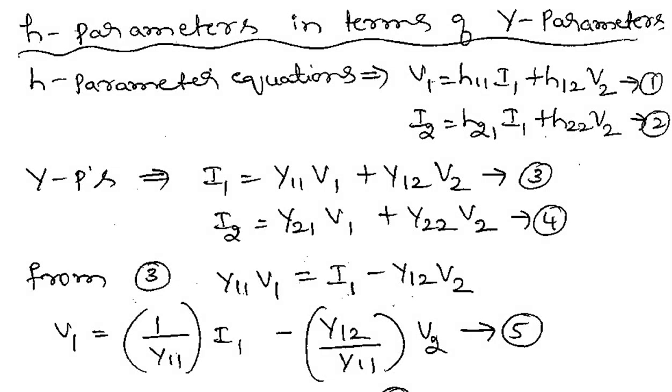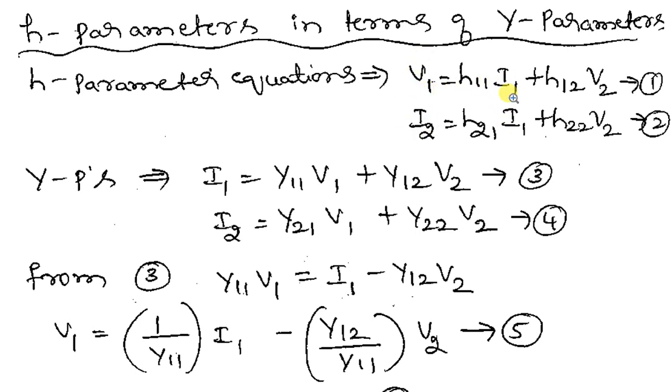To express z parameters in terms of y parameters. So write h parameter equations: V1 and I2. V1 is the input side voltage, I2 is the output side current. So that's why it's called hybrid: one variable from the input side, another variable from the output side.